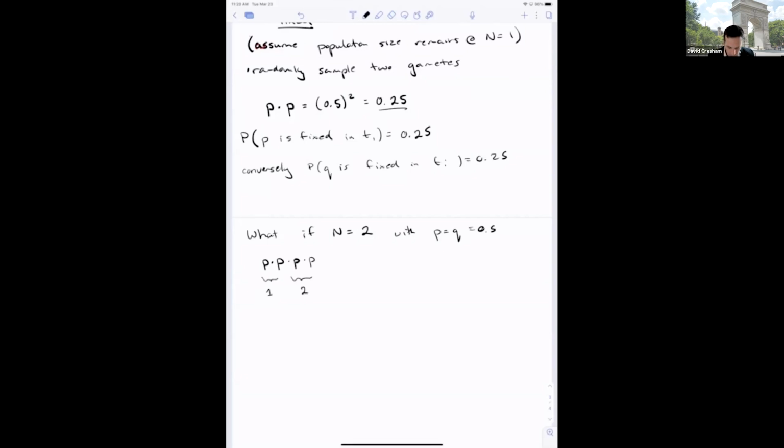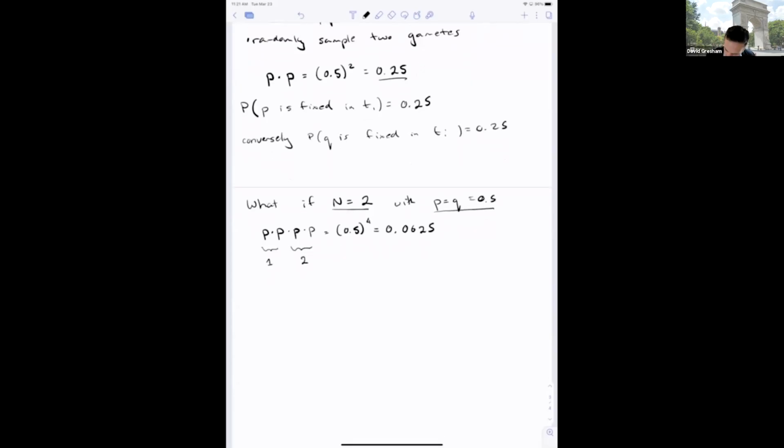And so to compute the probability that I just sample the big A allele from our existing generation to make our new generation of 2 individuals, it's going to be 0.5, our allele frequency, to the power of 4, that's 0.0625, okay? And so that tells us that, given that we have 2 individuals and allele frequencies of 0.5, the probability that that A allele will go to fixation in one generation is equal to 0.0625 in this case. And this generalizes.